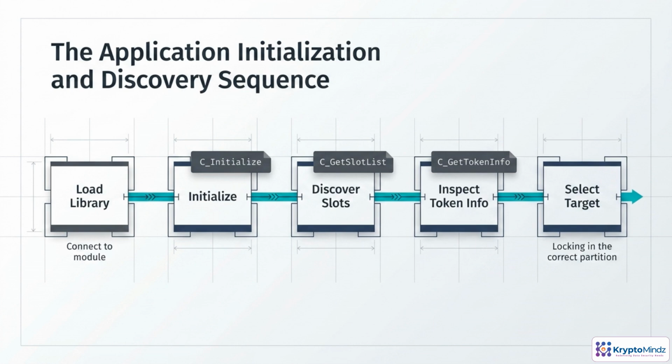A PKCS #11 program always begins by loading the vendor's library, then calling C_Initialize to bring the module into a known usable state. Next, it calls C_GetSlotList to discover which slots are available, often requesting only those with a token present. For each candidate slot, C_GetTokenInfo returns metadata such as label, manufacturer, and capabilities. Rather than hard-coding slot numbers, applications should select a slot based on this information or external configuration.